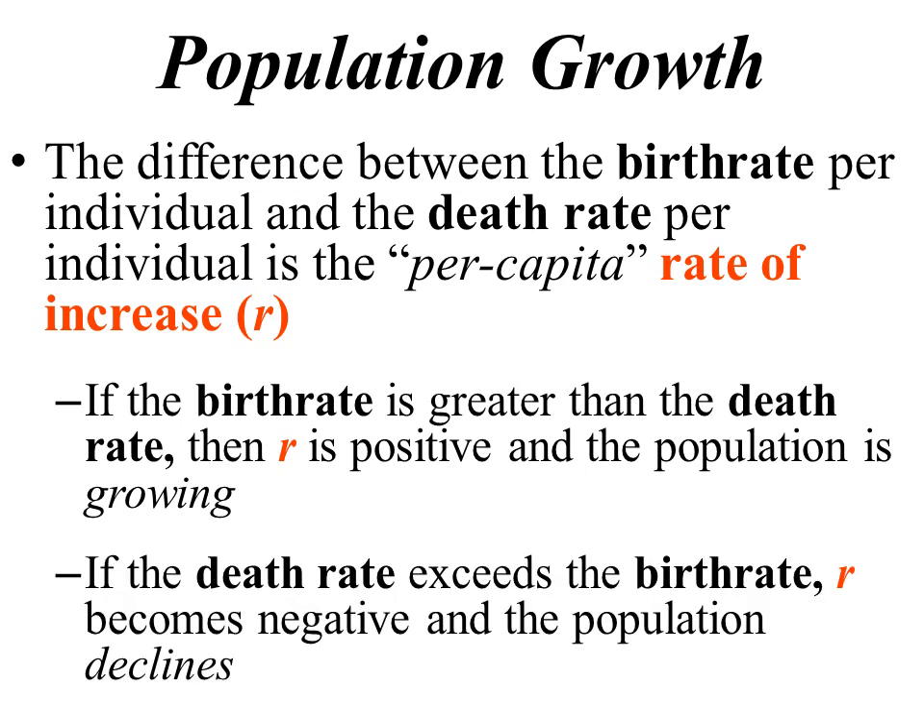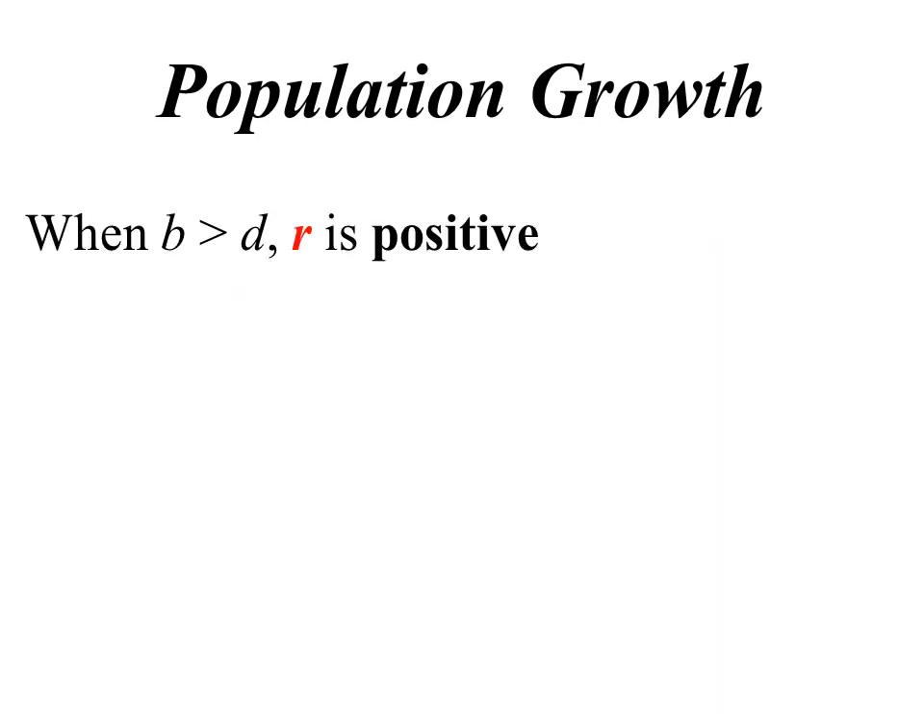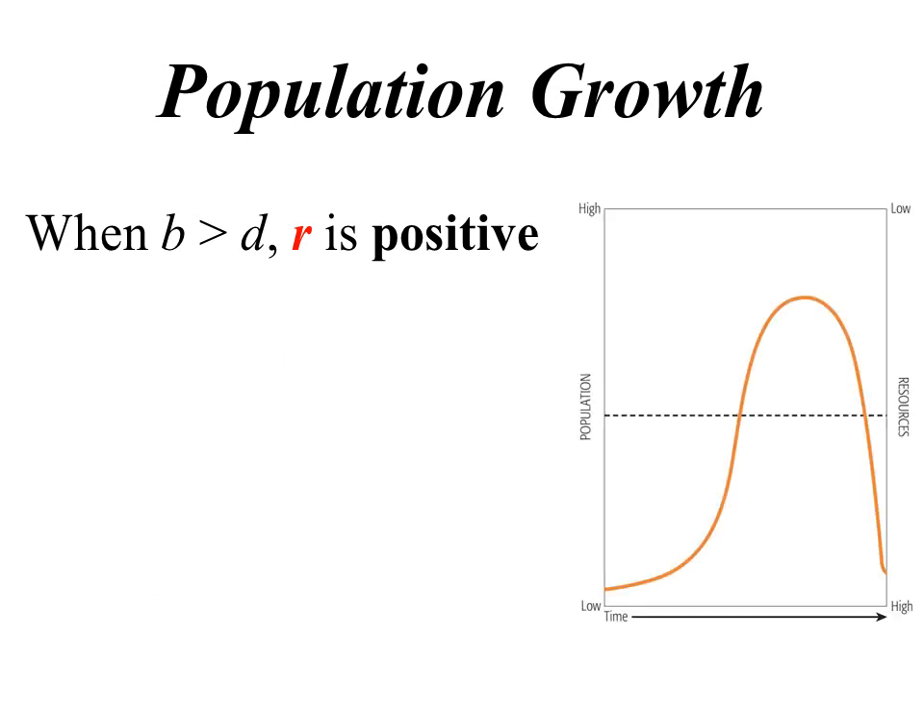If the death rate exceeds the birth rate, R becomes negative. The population declines, which also makes sense. If you have more people dying but not very many babies being born and you don't have any immigration or emigration to different areas, then your population will shrink. This is happening in a lot of the smaller European countries right now, and we'll talk about that next week. So again, births greater than deaths, R is positive.